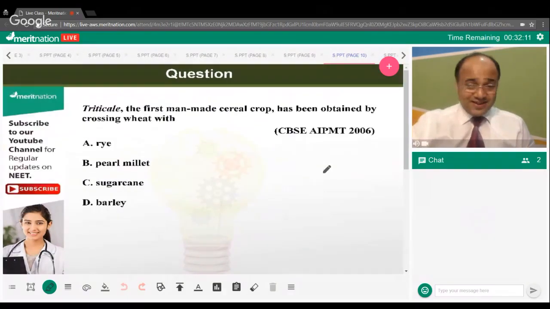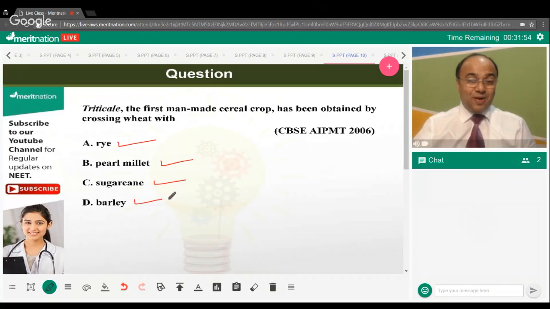Okay, here is an interesting one which will test your memory. Triticale, the first man-made cereal crop, has been obtained by crossing wheat with, is it rye, is it pearl millet, is it sugarcane, or is it barley?